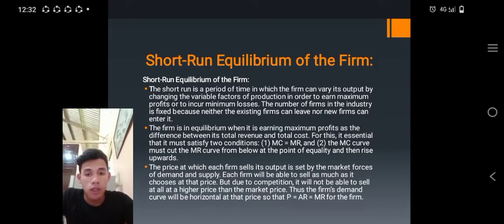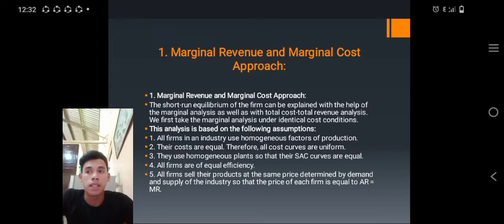For this, it is essential that it must satisfy two conditions. The MC curve must cut the MR curve from below at the point of equality and then rise upwards. So the first is the marginal revenue and marginal cost approach.